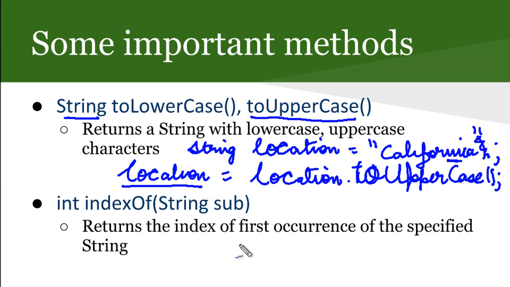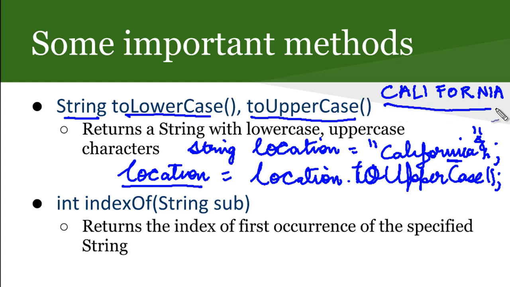So it will return me a string which will be equal to making each and every character in this string into its uppercase character. And that will be stored to location, as in that will be the object which location will be pointing to. Similarly, toLowerCase converts each and every character into lowercase. So if you do location dot toLowerCase, you'll get the initial string, California, in lowercase characters. So these are the two interesting methods, toLowerCase and toUpperCase.